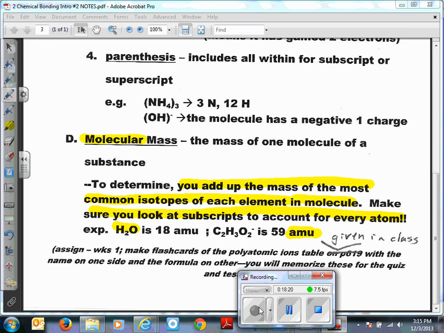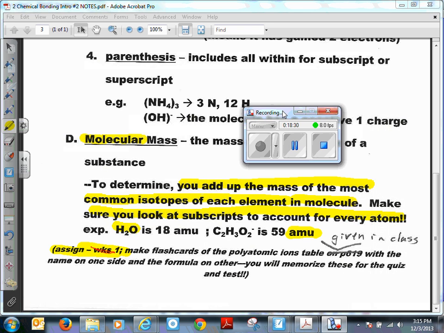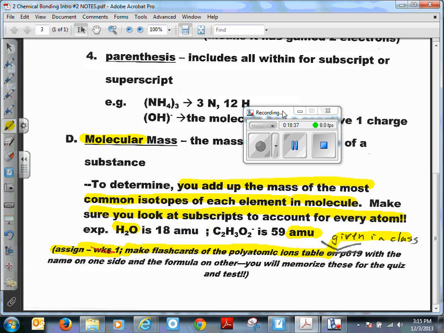Okay, so here's your assignment. Worksheet 1, which will be given to you tomorrow when the sub is here. But today you have to make flashcards of the polyatomic ions given in class with the name on one side and the formula on the other. You will memorize these for the quiz and the tests.